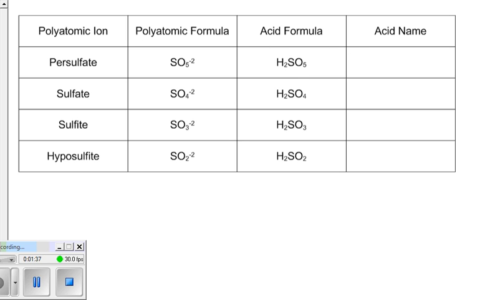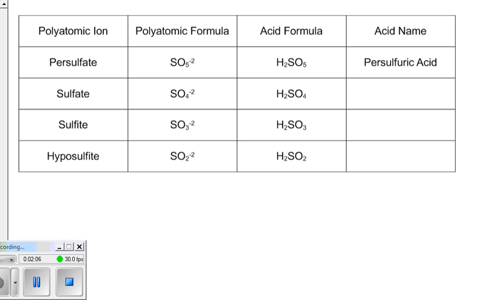So like I was saying, when we write the acid name, we're going to change this ate ending here. If it has an ate, we're going to change that ate ending to an ic. So when we go over and we write the acid names, we're going to change those to ic. If it ends in ite, then we're going to change that ite to an os, O-U-S.